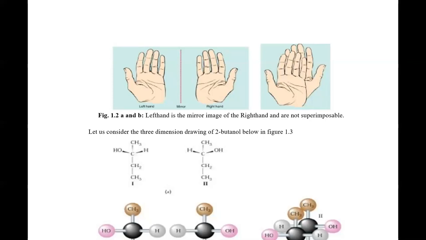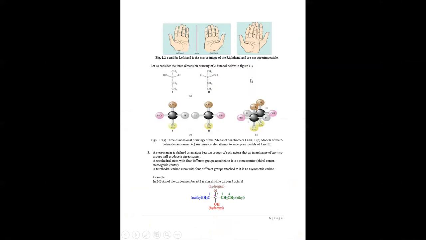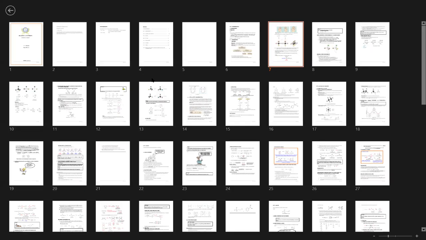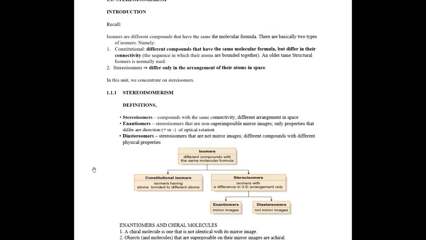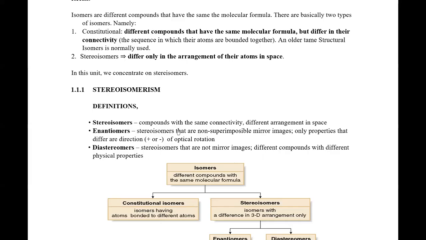So when you talk about enantiomers, these are stereoisomers that are non-superposable mirror images. Am I clear on enantiomers?